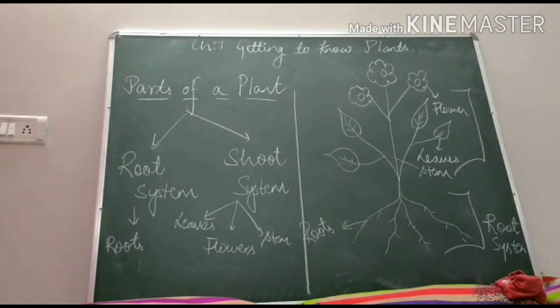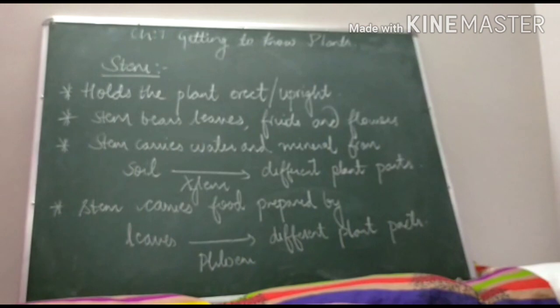Now further on we will study in detail. First of all we will study the first part, that is stem. Now what is the function of stem? What does stem actually do? Number one, stem holds the plant erect and upright. वो plant को upright और erect hold करके रखती है. Because of the stem only the plant is standing upright or the plant is straight.